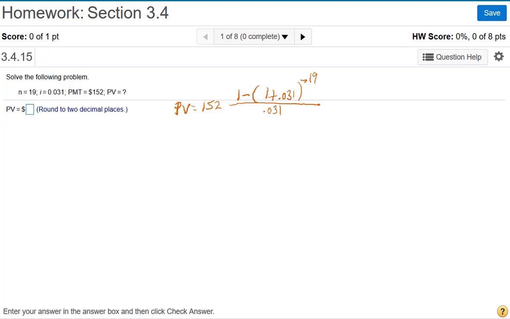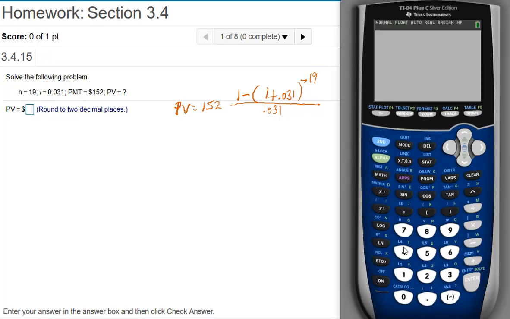So here, on my calculator, I will type 152. I'll go ahead and push the times sign just in case. And then the fraction key, which on my calculator is the green key, followed by the y equals, and number 1. And then on top, I've got 1 minus, and then parentheses, 1 plus 0.031. Now, I probably could have done that in my head, but I'll go ahead and type it. Exponent, negative 19.